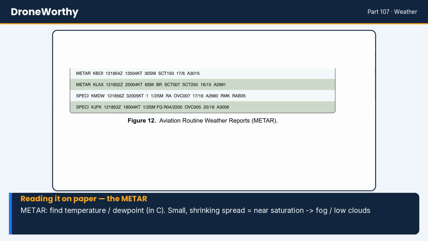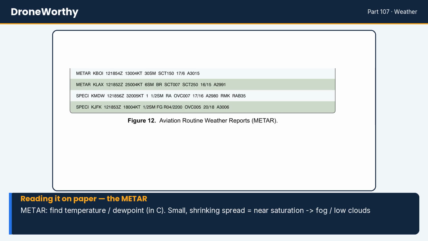Let's read it on paper, because the exam makes you. On a METAR, find the two numbers separated by a slash, near the end. That's temperature over dew point, in Celsius. The gap between them, the spread, is your stability and moisture tell.